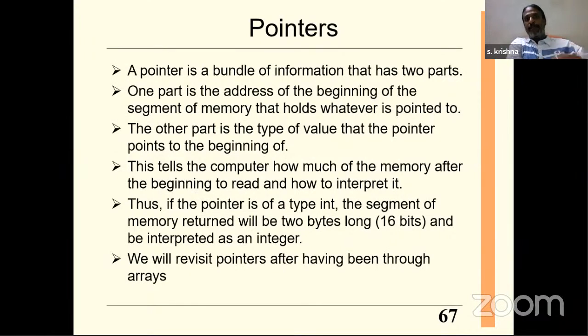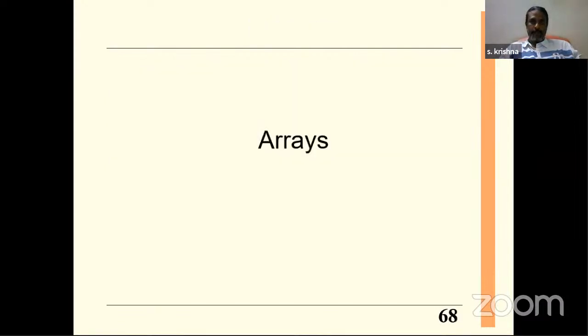A pointer is a bundle of information that has two parts. One part is the address of the beginning of the segment of memory, which gives the memory location. The second tells what the value of that thing is. So it tells the computer how much memory to read and how to interpret it. These are the typical pointer values.